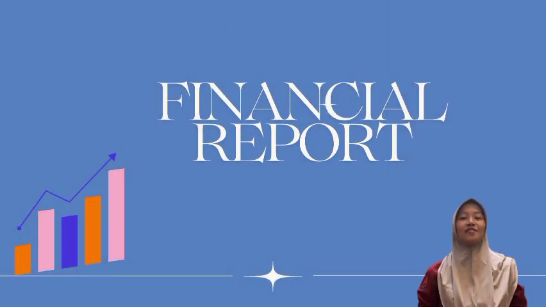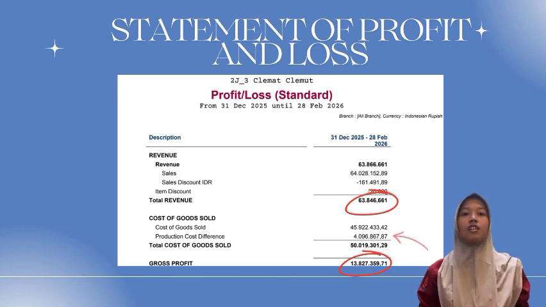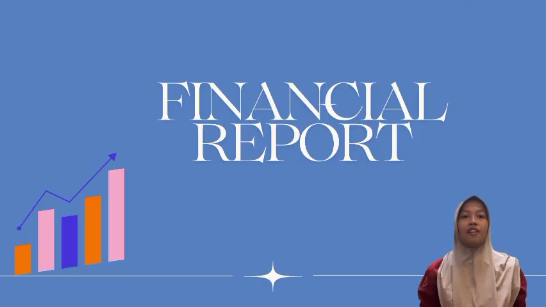Now let's go through the financial statements of Cermat Cermut for the period of January until February 2026. From the profit and loss report, our total revenue was 63 million, coming from both credit and cash sales across the 2-month period. After deducting the cost of goods sold of 60 million, we arrive at a gross profit of 13 million. That's roughly 20% of revenue, a decent figure at the top level. However, we need to look deeper because this number doesn't yet reflect our true profitability.